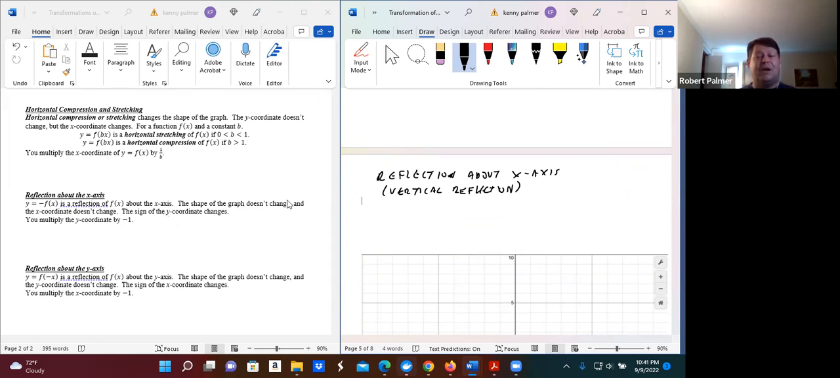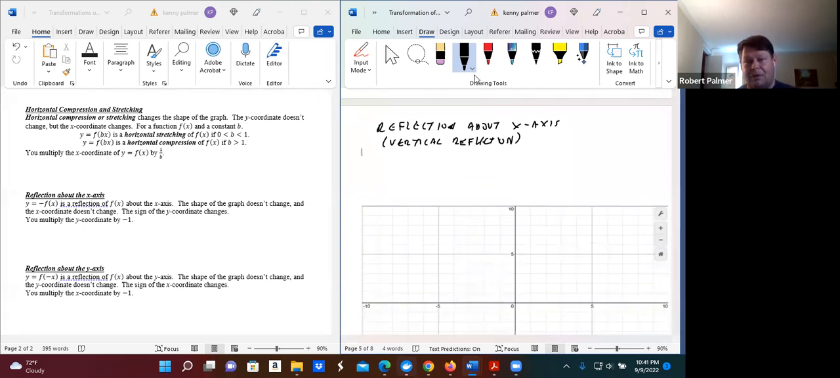The shape of the graph doesn't change in a reflection. And the x-coordinate doesn't change. Once again, since this is vertical, about the x-axis, the sign of the y-coordinate changes. Multiply the y-coordinate by -1. So let's go back to our basic graph again, our same y equals f of x, and graph it again.